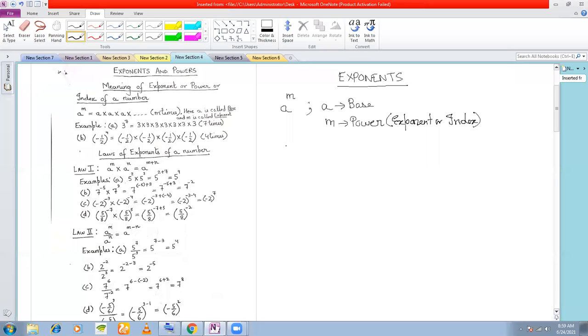So suppose you have 5 to the power of -3. In this number, you will have -3 as your exponent, and 5 as your base. So this is the definition of an exponent.